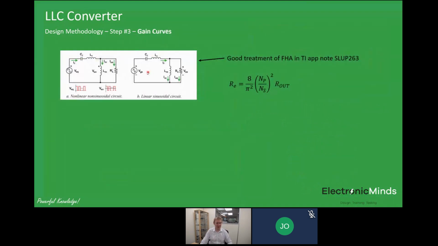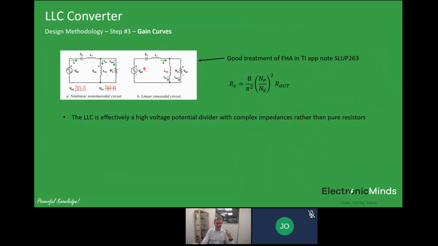So if you can do that, remember the first harmonic approximation of the input square wave. This is actually an image I took from a fantastic TI app note. If you want to look up some more detail on this, check out app note SLUP263. It's a fantastic treatment of the first harmonic approximation and modeling of this type of converter. And this really shows you that with this modeling approach, we're moving from a square wave representation of that circuit through to something whereby we have our output effective resistance R_E fed by a sinusoidal circuit. This will become clear why we want to do this in a moment.